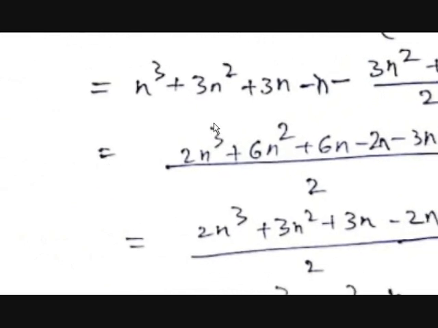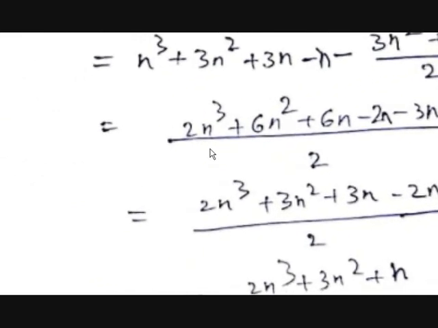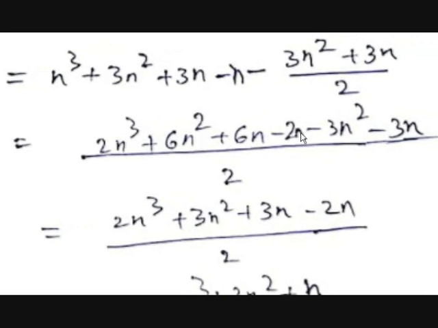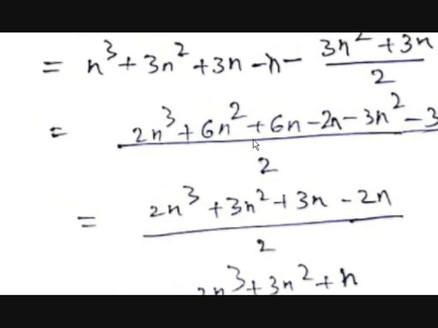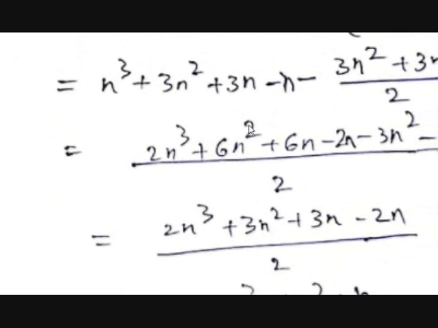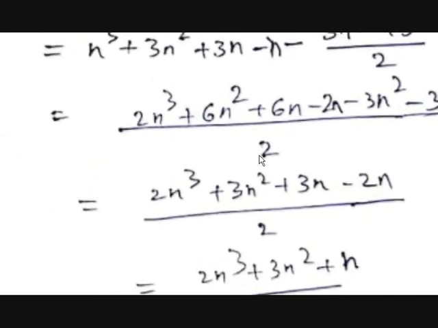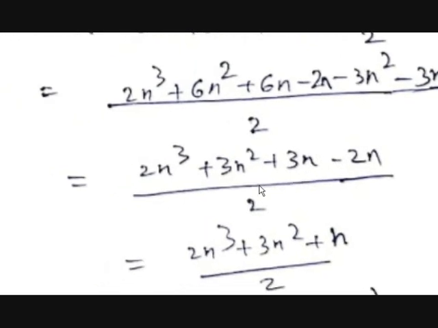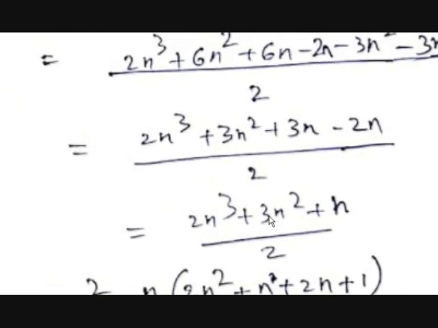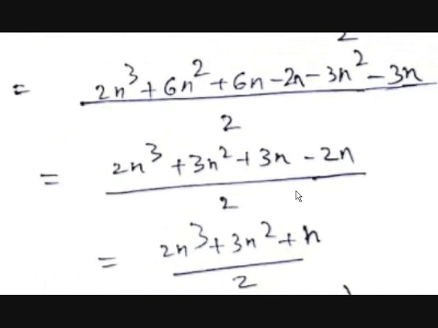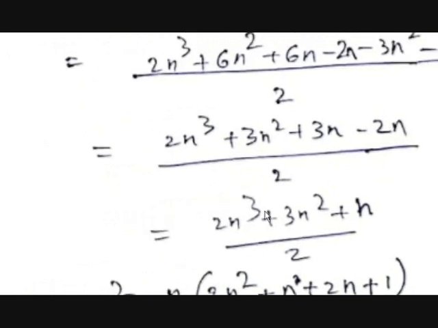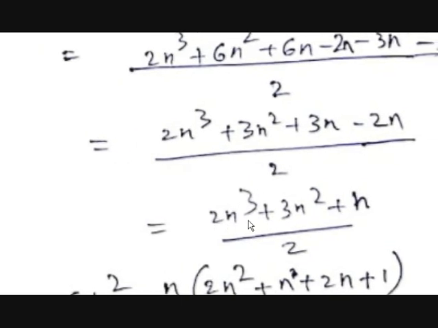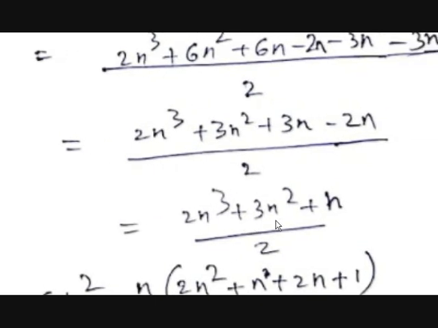If we take 2 as the LCM, taking the denominator as 2, we get 2n cube plus 6n square plus 6n minus 2n minus 3n square minus 3n by 2. 2n cube remains the same, 6n square minus 3n square is 3n square, plus 6n minus 3n is 3n, minus 2n by 2. And 3n minus 2n means n. Now if you take n common, you'll get n into 2n square plus 3n plus 1, right?